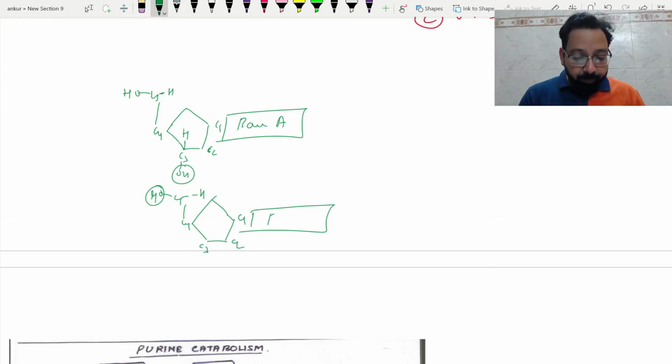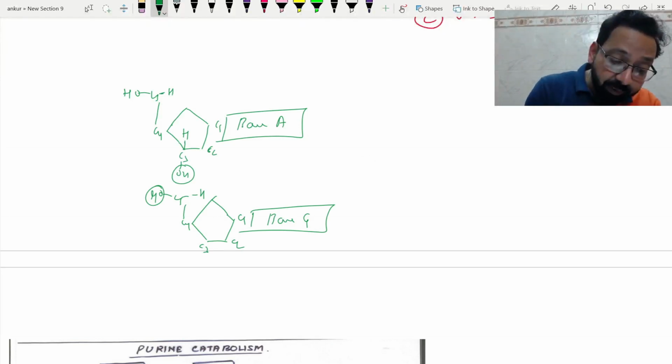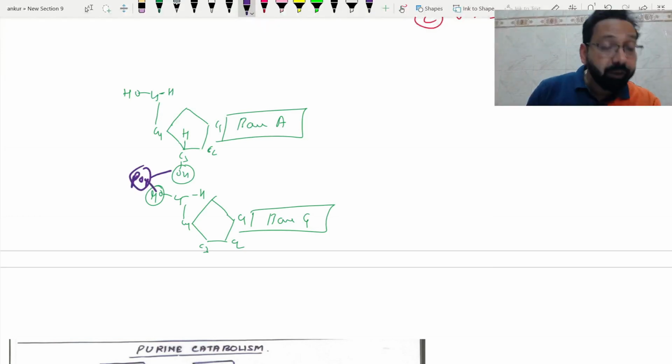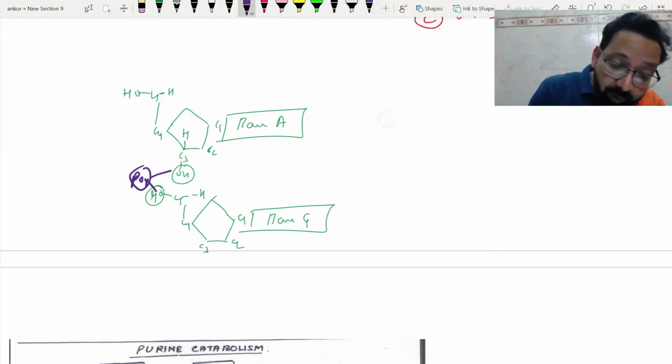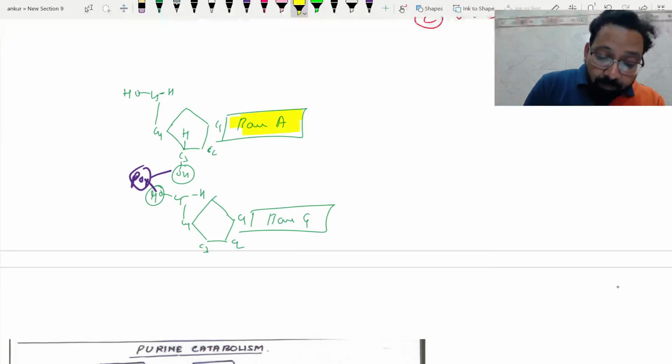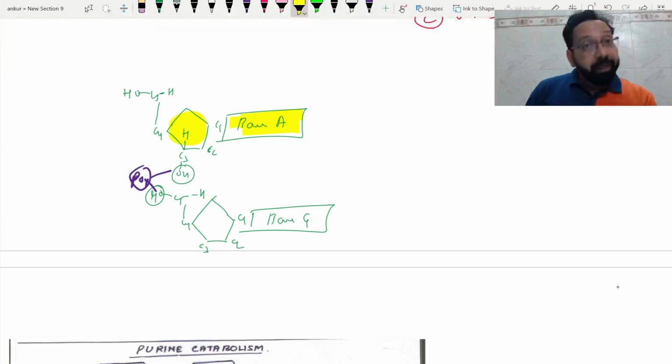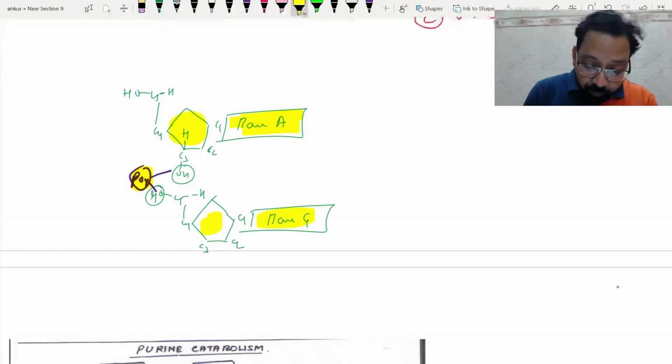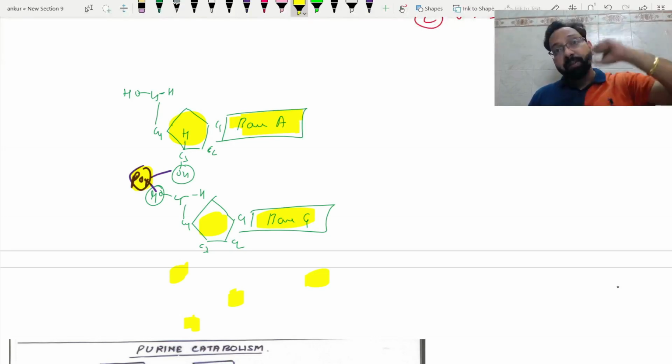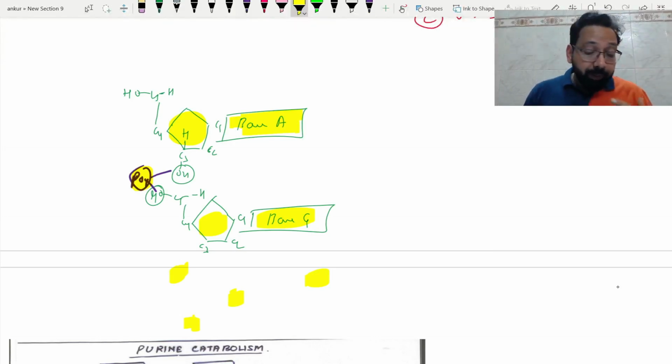This is base G. Now, we all know the hydroxyl group has a tendency to attach with phosphate. So a phosphate group will come and make a phosphodiester bond with these two hydroxyl groups. Base plus sugar is a nucleoside. Base plus sugar plus phosphate is a nucleotide. So base plus sugar plus phosphate, base plus sugar plus phosphate. This is a nucleotide sequence. In this, adenine and guanine are there.